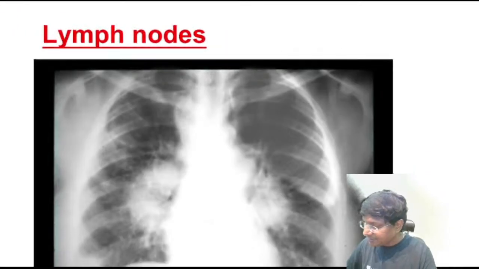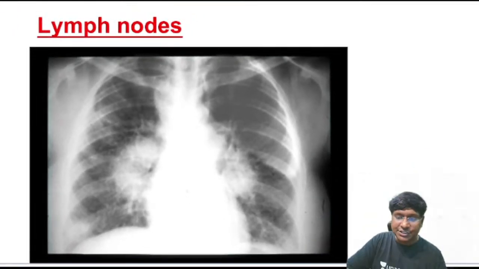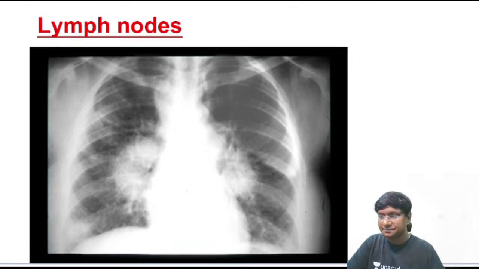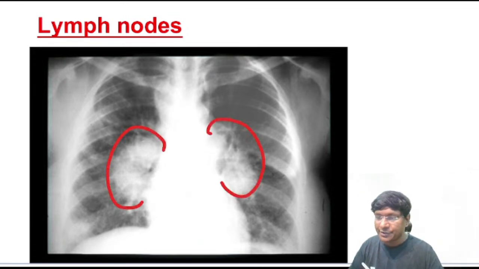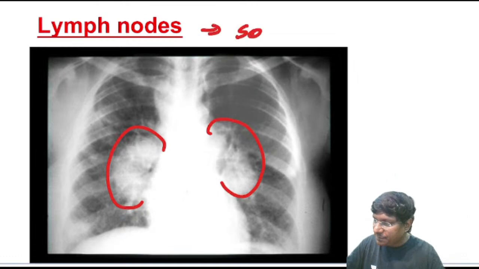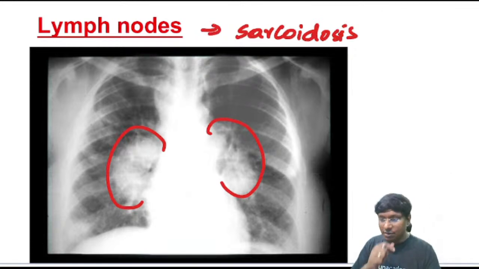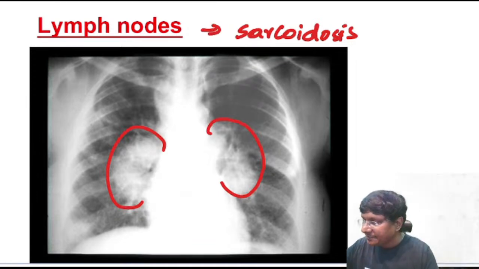Yes. Please tell me in which condition you will have this abnormal chest X-ray. So what is it that you are finding? There is bilateral hilar lymphadenopathy. So this is a classical X-ray of sarcoidosis. It is not tuberculosis, Amit. In tuberculosis, you will have unilateral hilar lymphadenopathy. It is in sarcoidosis where you will have bilateral hilar lymphadenopathy, right?